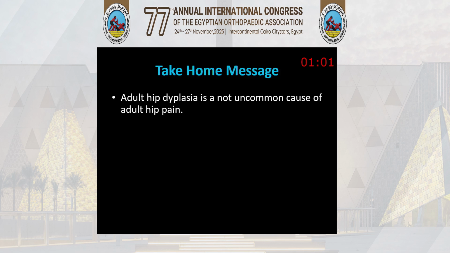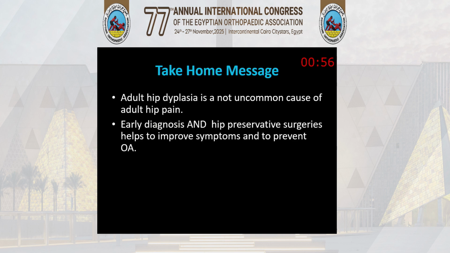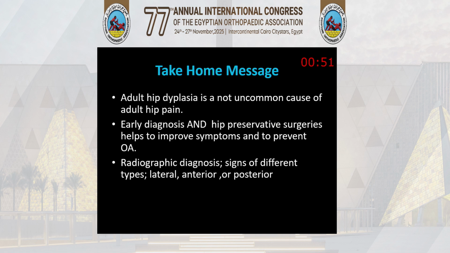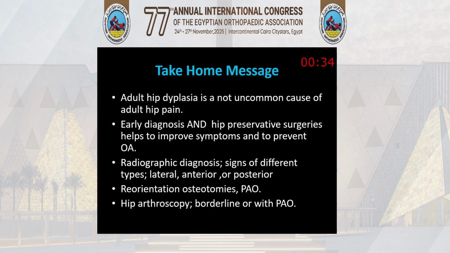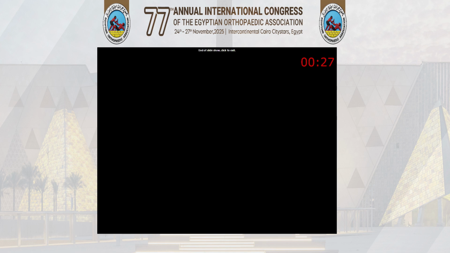So my take-home message: adult hip dysplasia is not an uncommon cause of adult hip pain. Early diagnosis and hip preservation surgeries help to improve symptoms and avoid secondary osteoarthritis. You have to know the radiographic diagnosis, including the different signs of different dysplasia: lateral, anterior, and posterior dysplasia. PO is the treatment of choice for correction of the underlying osseous abnormalities. Hip arthroscopy is for borderline dysplasia, or it can be combined with periacetabular osteotomy. Thank you.